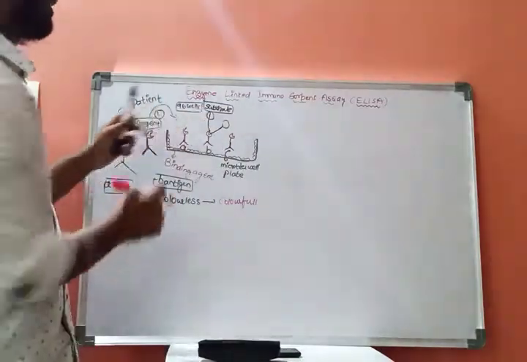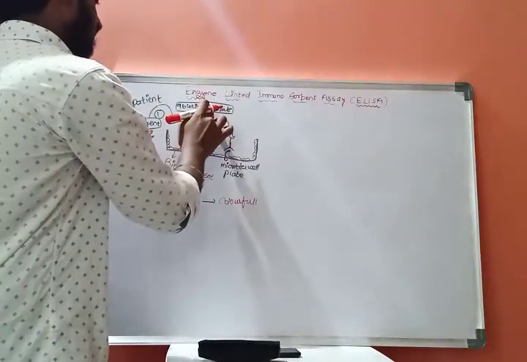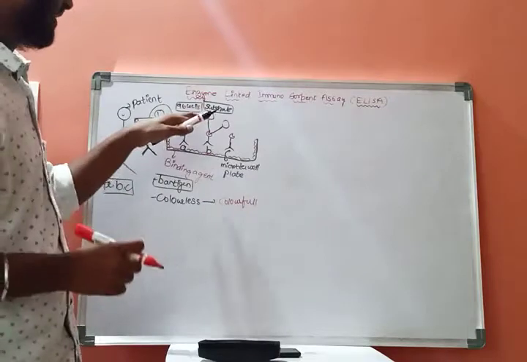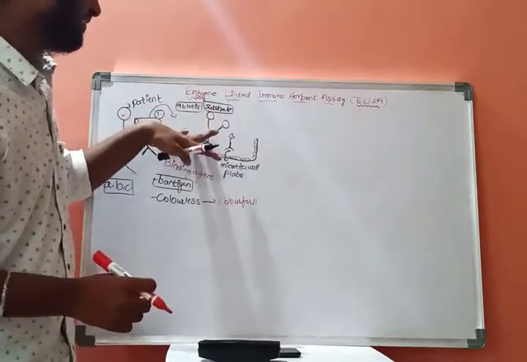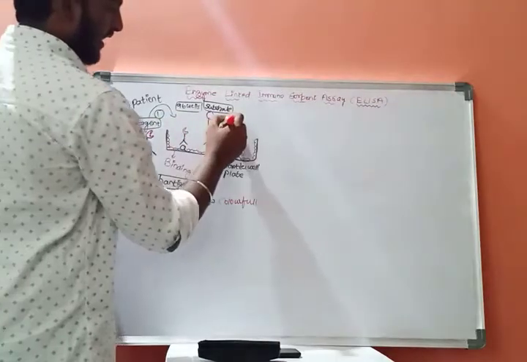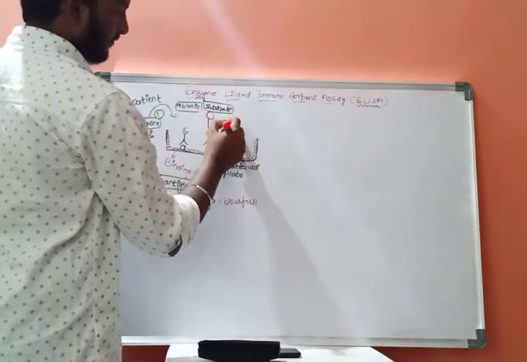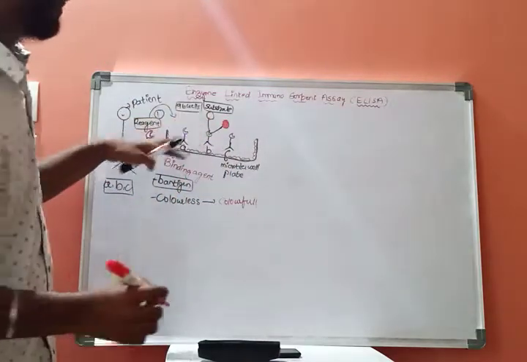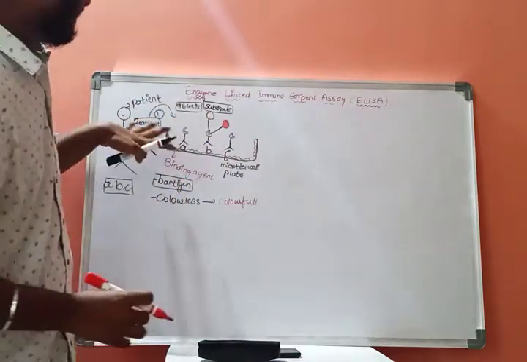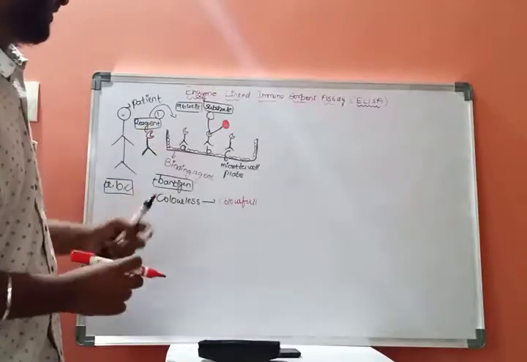At first this is a colorless substance. Substrate, it is a colorless substance. When this substrate is linked with the enzyme, it forms a product that is colored substance. This is a colored substance. Let us recapture this process once again.